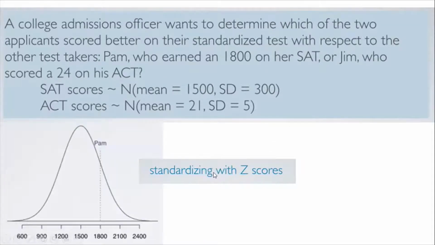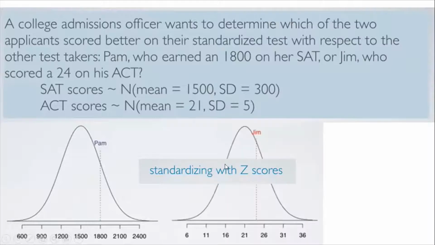If you look at this distribution, you have the distribution of SAT with Pam around 1,800. This is easy to calculate. One standard deviation is 300, right? Do you get my point? So one standard deviation above the mean is 1,800, which means that Pam got one standard deviation above the mean. Next, for Jim, the mean is 21, standard deviation is 5. So what is one standard deviation above? It is 26. Jim does not get that. Jim got 24.